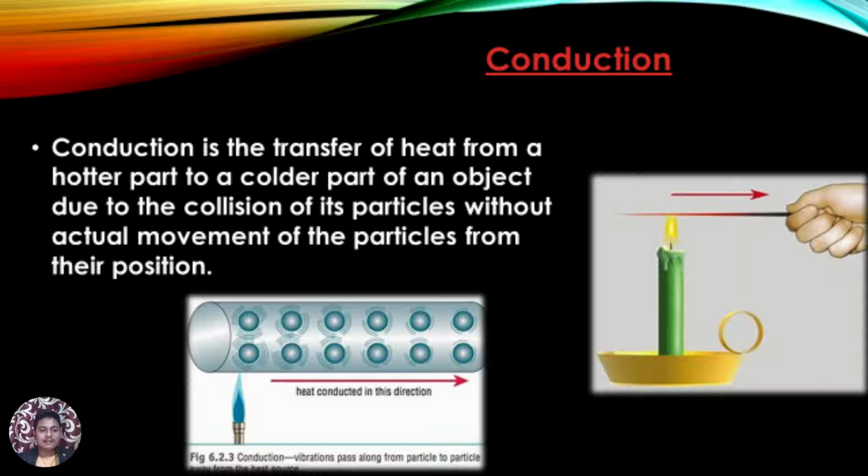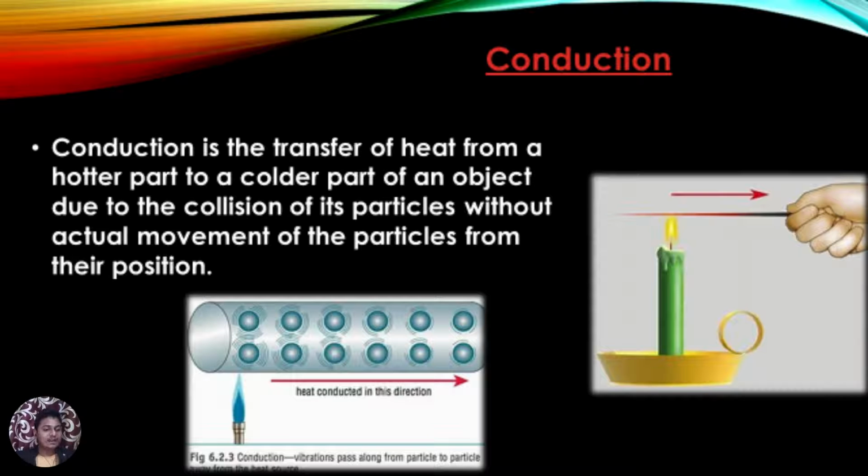So we will see that when we put an iron rod, the tip of the iron rod, see, as I'm showing you this pen. If I heat this pen from this side and it gets heated, slowly it will start transferring over here. It is a pen, so it will not transfer because plastic is an insulator.